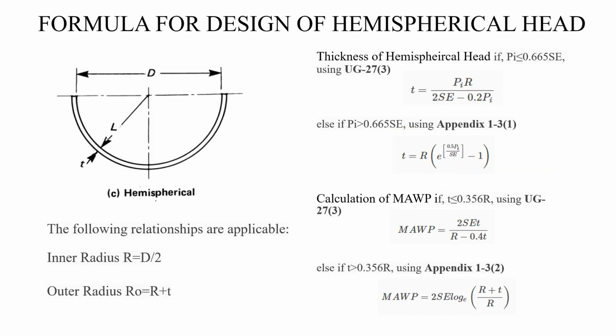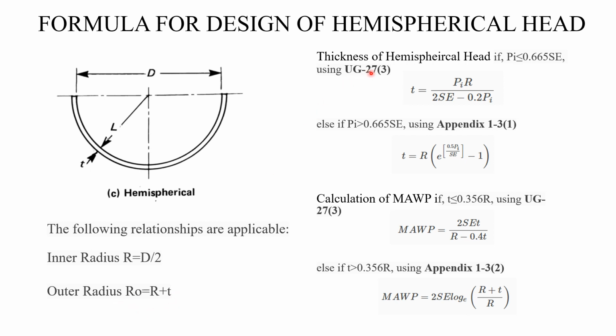Okay. So moving on next, design of the hemispherical dish head. So hemispherical dish head, this is hemispherical dish head, internal diameter, thickness T, and this is L. Okay, L is also a crown radius, similar to D by 2 also. Okay, so here I've given you inner radius r equal to D by 2, outer radius r plus t. Okay, if you are doing the calculation with outer radius, so in that case R0 will be equal to R plus T.